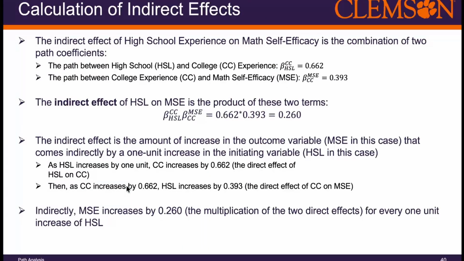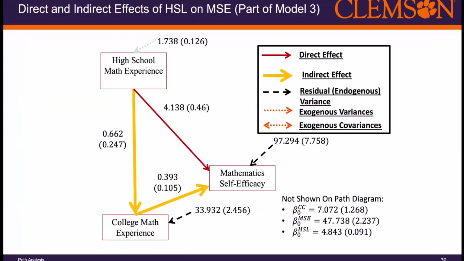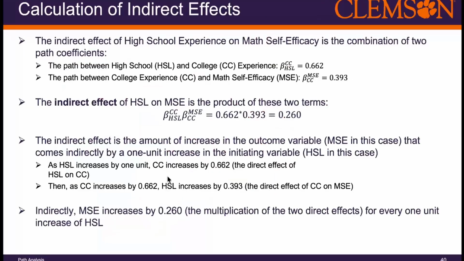So it turns out we can calculate the indirect effect by taking the product of the two slopes. Remember it this way, right? This slope multiplies that slope, gives us an indirect effect. And why we think about that is this. Again, remember, for every 1 unit increase in high school math experience, college math experience goes up by 0.662. Now, we know that this 0.393 is the increase in math self-efficacy for every 1 unit increase of college math. But we don't need 1 unit. We actually need 0.662 units. So that's why 0.662 multiplies this effect. So that product gives us an indirect effect of 0.260.